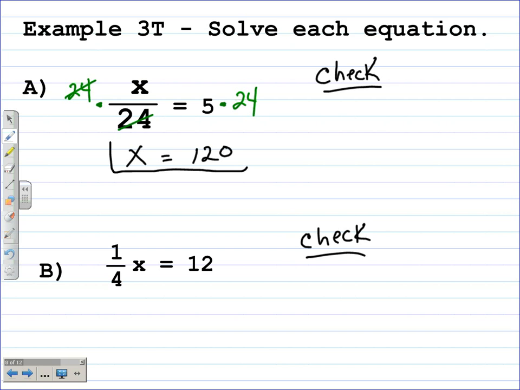So we have our solution, and we can perform our check. 120 divided by 24 is supposed to be equal to 5, and in fact it is. 5 is how many times 24 goes into 120. So our solution does check.